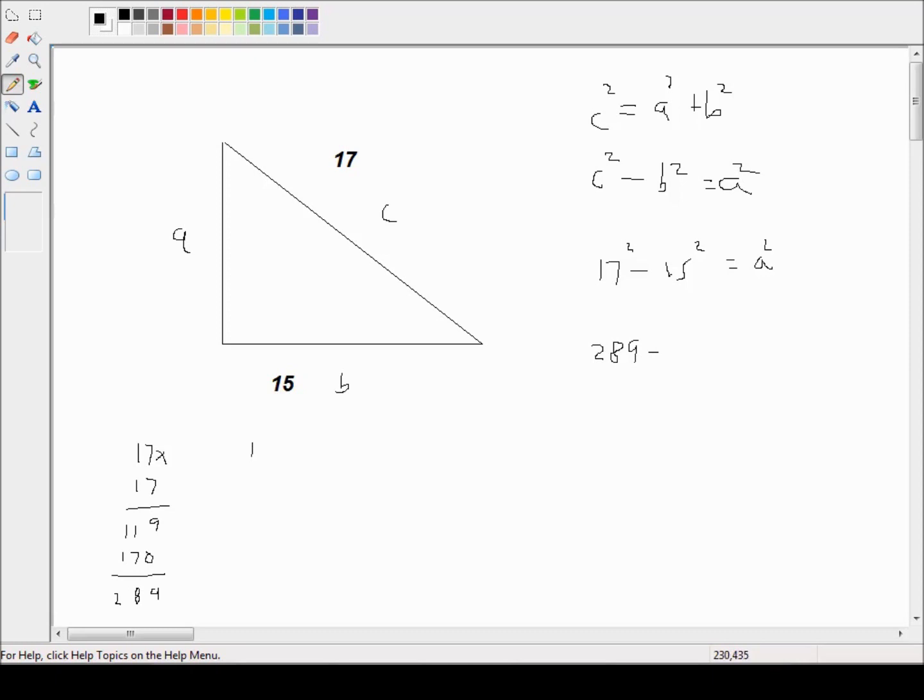Now we've got 15 squared, so that's just 15 times 15. Well, 5 times 5 is 25. 5 times 1 is 5, plus 2 is 7. Put a 0 down. Well, we don't really need to put a 0 down. 10 times 15 is 150. So that is, well, that's a 5. 5 plus 0 is 5. 7 plus 5 is 12. And 1 plus 1 is 2. So that's 225.